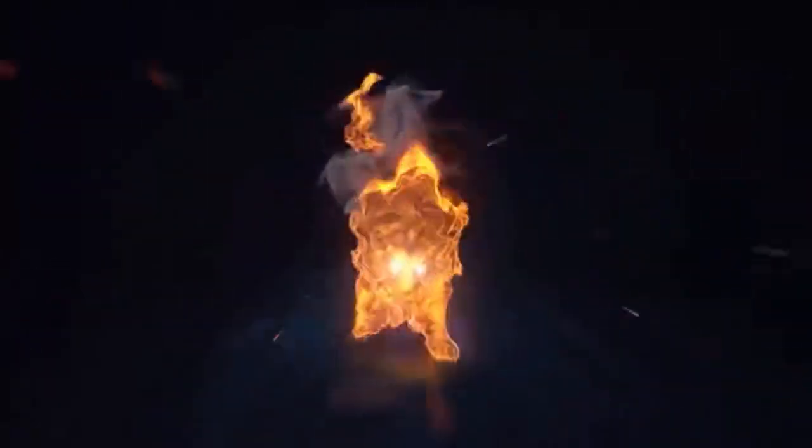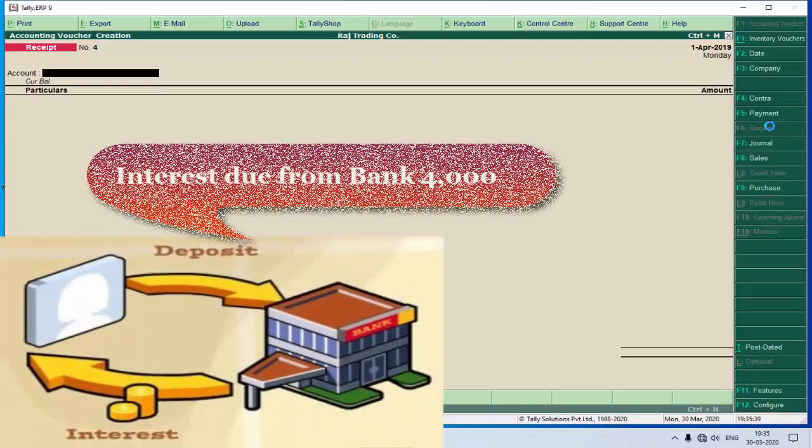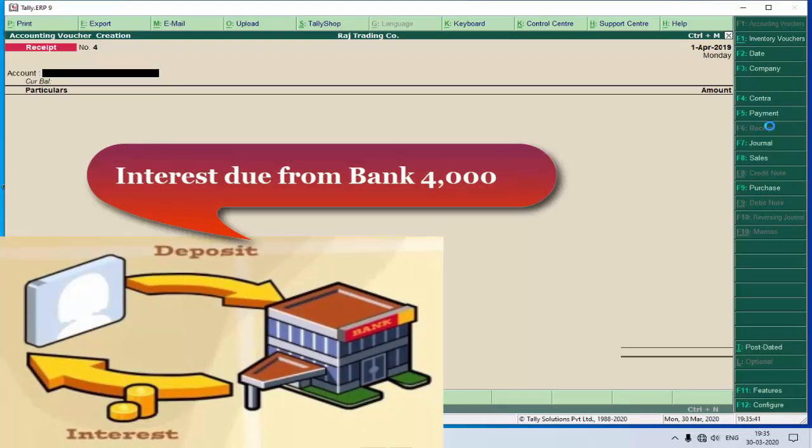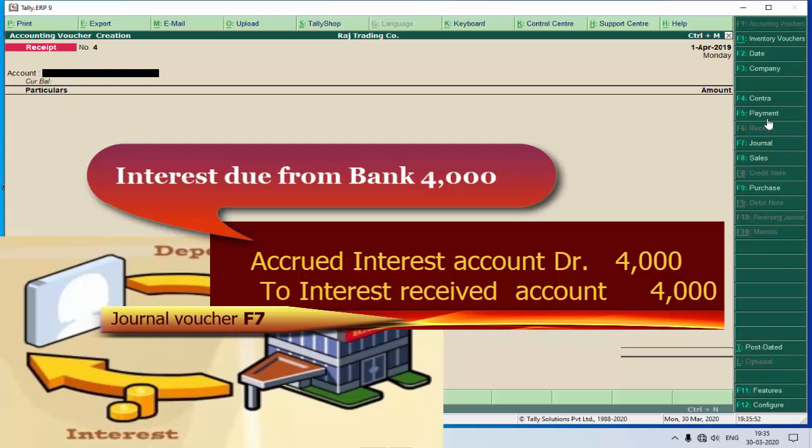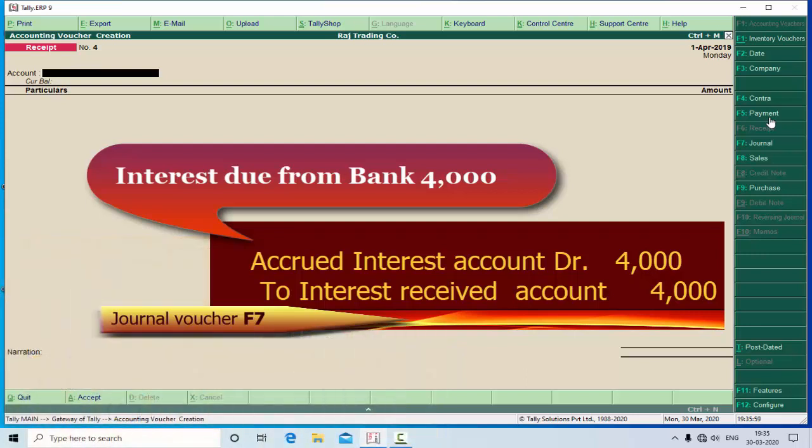And next entry is interest due from bank. Interest due from bank means interest receivable from bank, due but not received, like outstanding expenses are due but not paid, and this is an income due but not received. The interest due from bank entry will be accrued interest. All the incomes which are due but not received are called accrued incomes, and accrued interest will be debited, and credit the interest received account, means income will be credited.